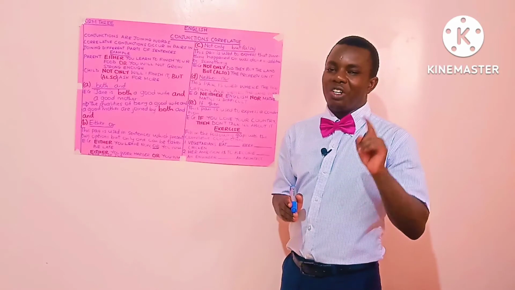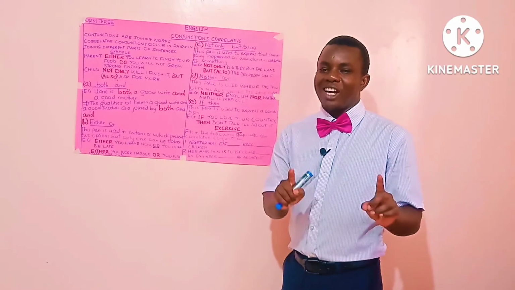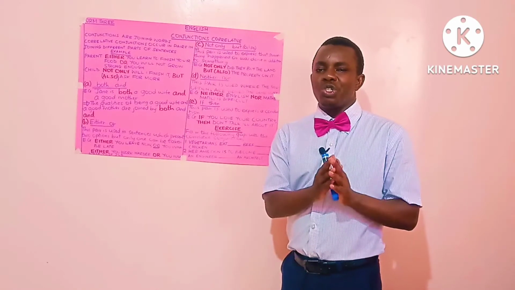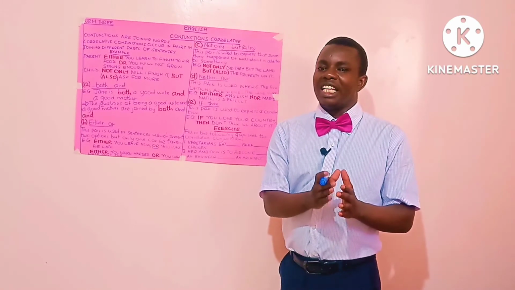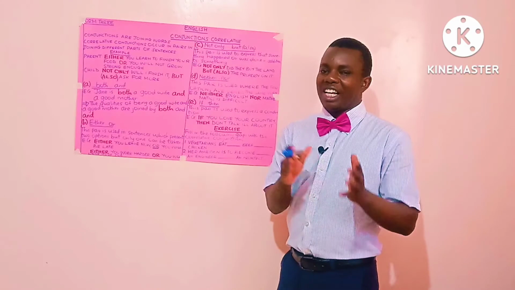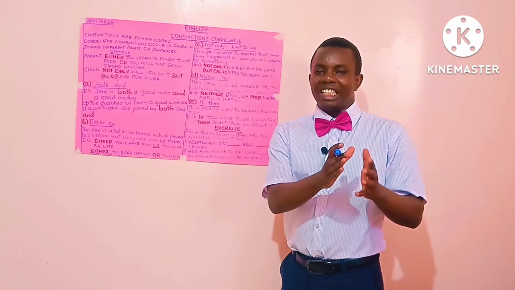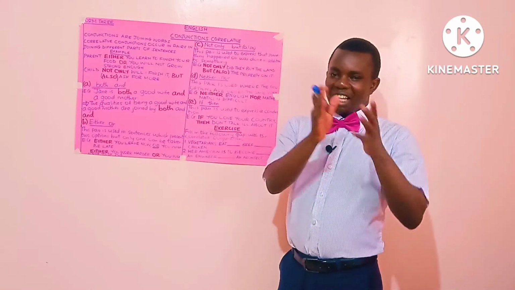Not only, but also. Correlative conjunction used to show that on top of what happened, there is another thing that also happened. On top of what was done, there is another thing that was also done.